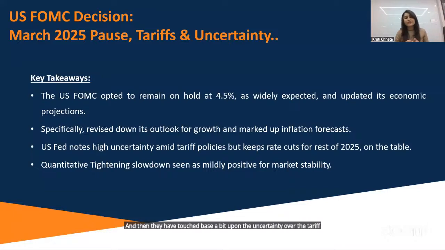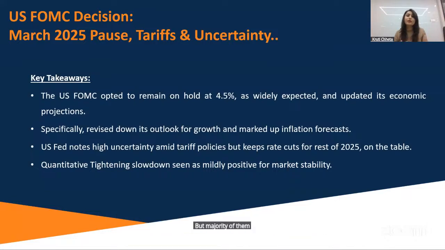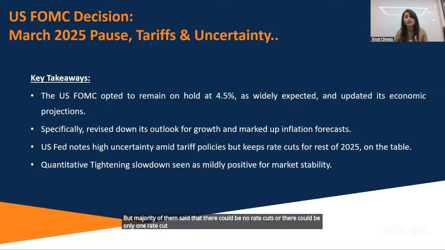So even though we see that the dot plot is maintained, there are three members who said that there could be three rate cuts, but the majority of them said that there could be no rate cuts or only one rate cut in 2025. So that is where the median has been maintained, but most of the policy contributors have moved towards saying that there could be fewer rate cuts because they're very skeptical in terms of the inflation.